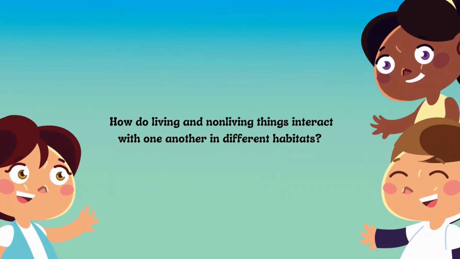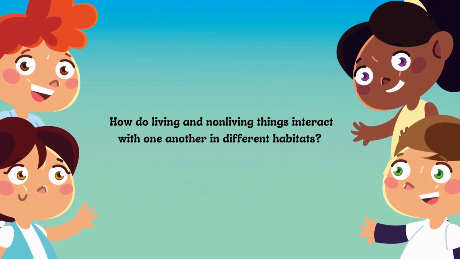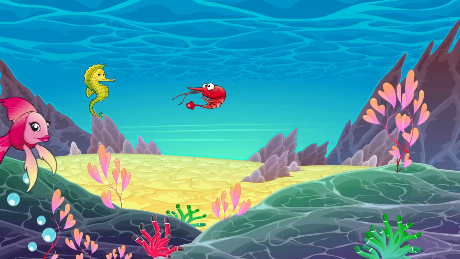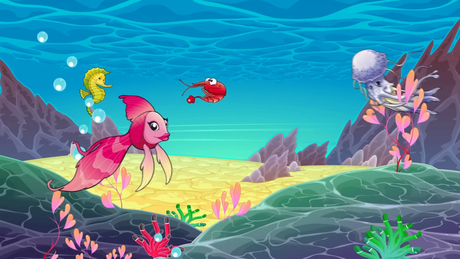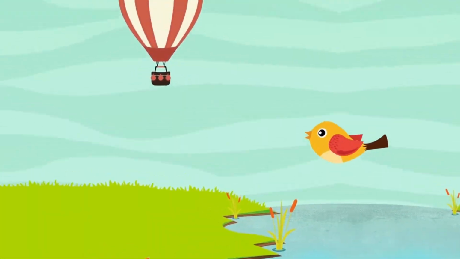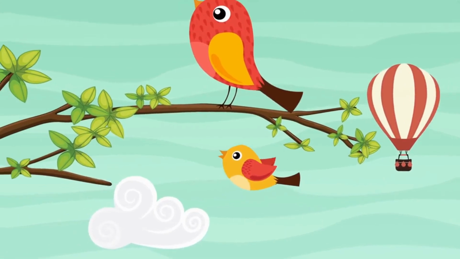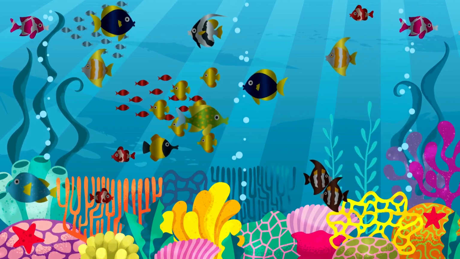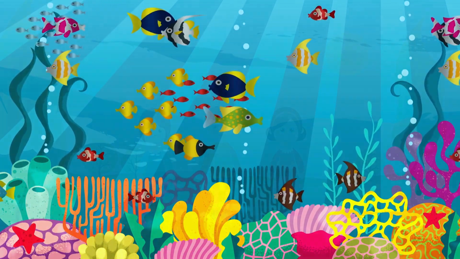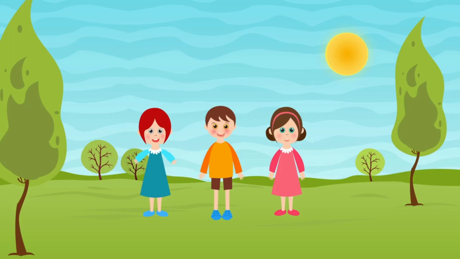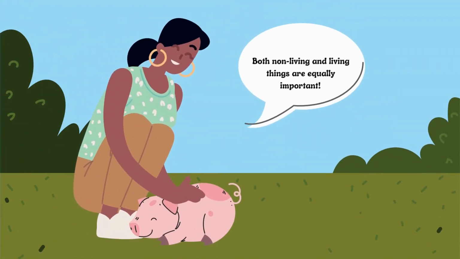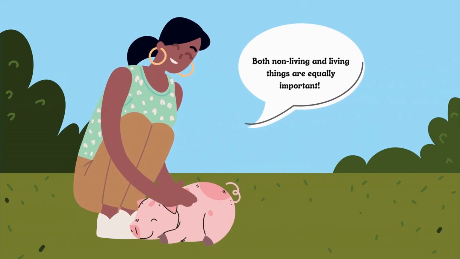How do living and non-living things interact with one another in different habitats? Living and non-living things interact with each other in every habitat. Air helps birds fly, while the water in the oceans helps aquatic organisms swim and sustain their lives. Humans constantly interact with natural non-living things for sustenance. Both non-living and living things are equally important.